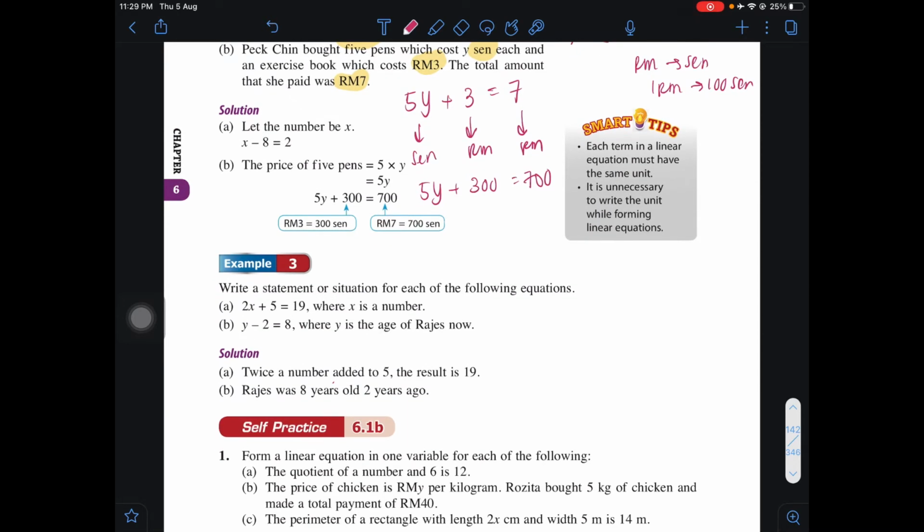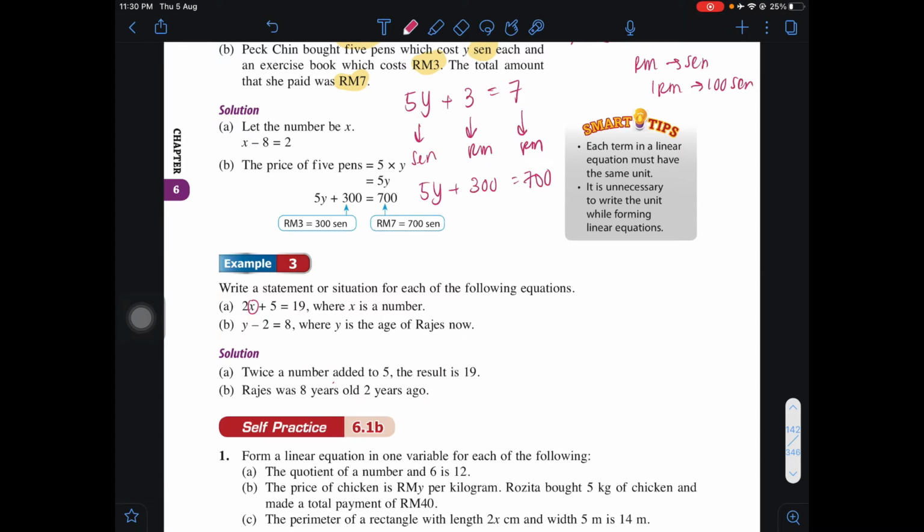Okay, example 3. Write a statement of situation for each of the following equations. So A, 2x plus 5 equals 19, where x is a number. As you can see here, the number x, firstly, we multiply it by 2. And then we add 5. And then the result is 19.